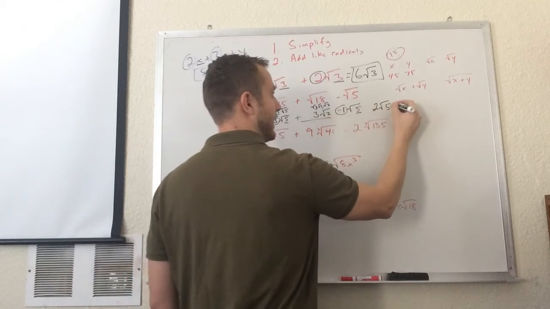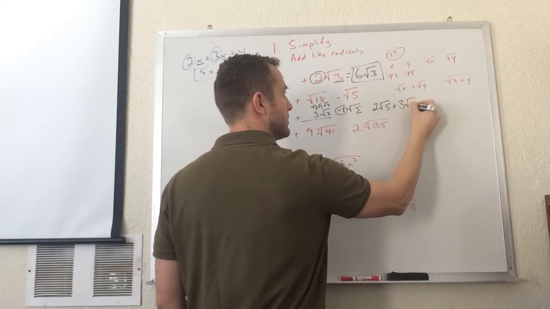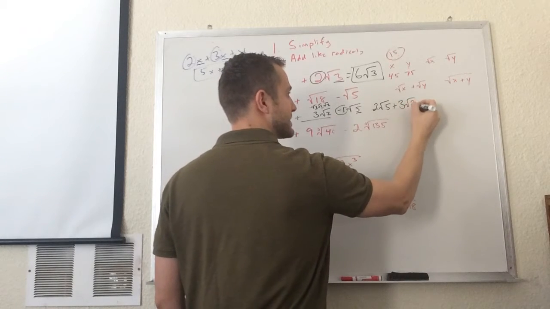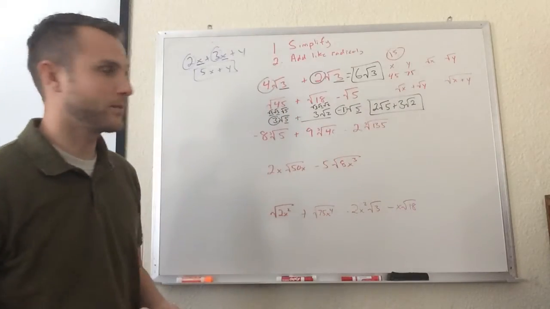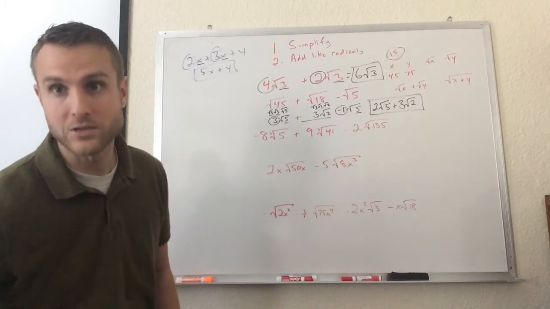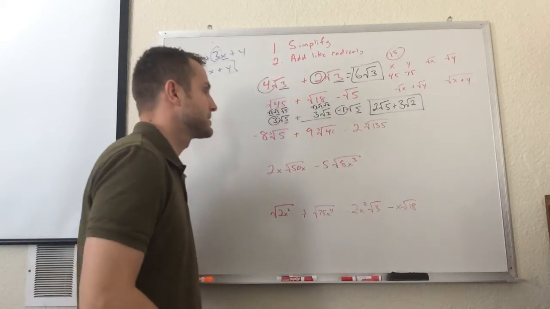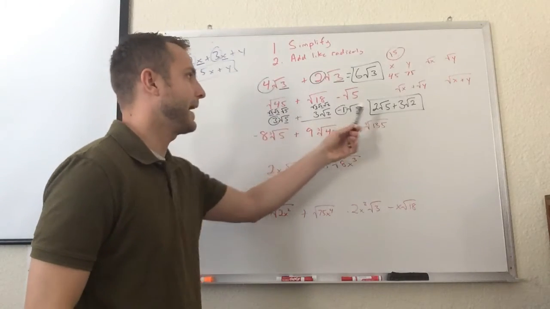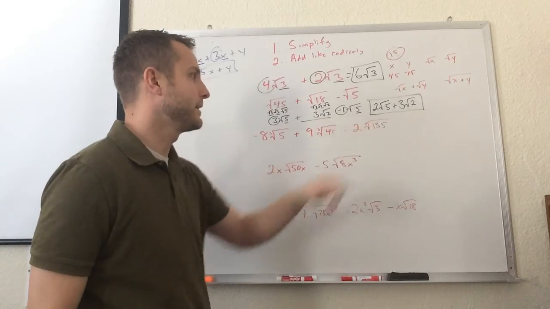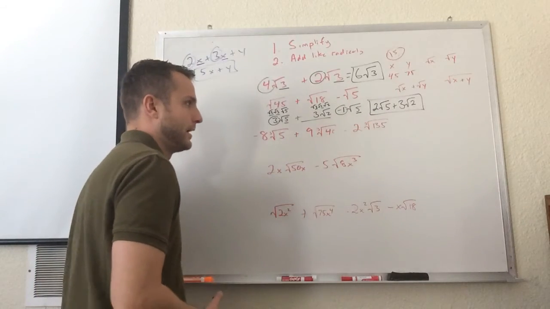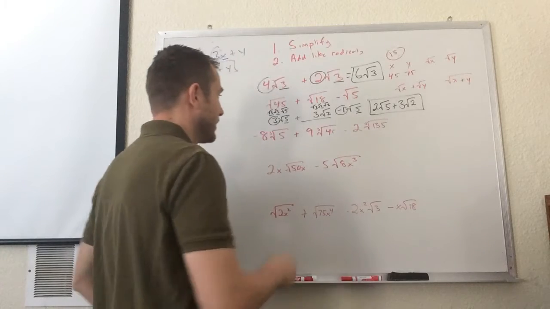And then I add 3 square root of 2. Since they are not like, I cannot add them, so I just leave it as 2 square root of 5 plus 3 square root of 2. So simplify first, then add like radicals, adding the numbers outside. They're not like, leave them as an addition problem.